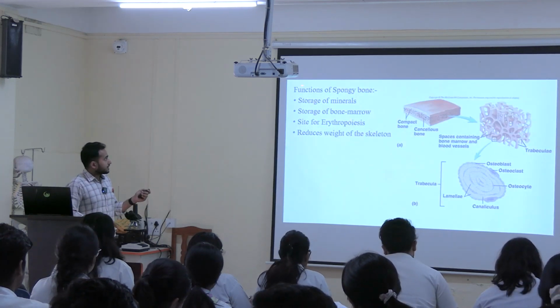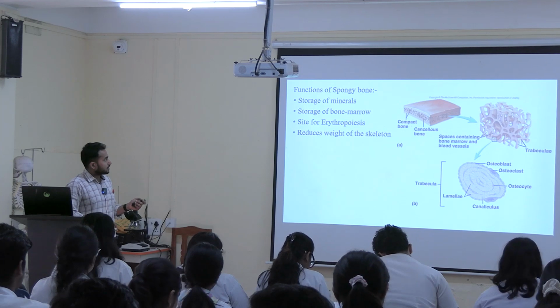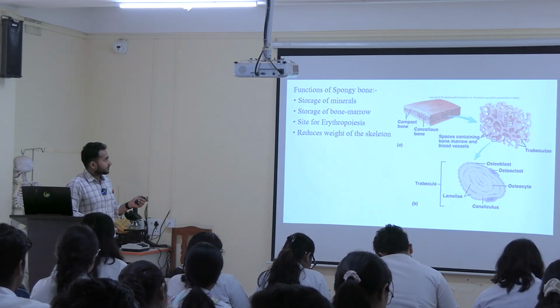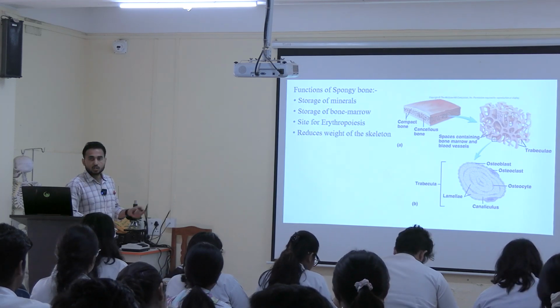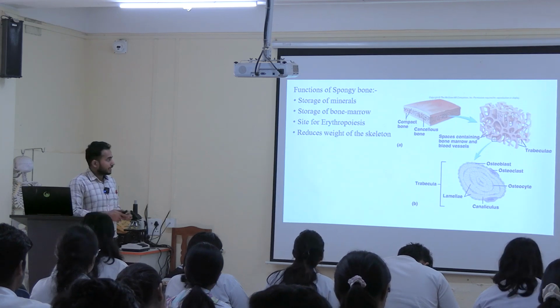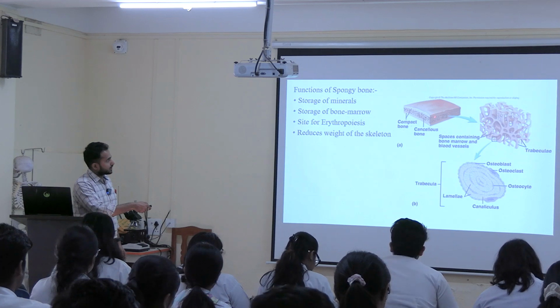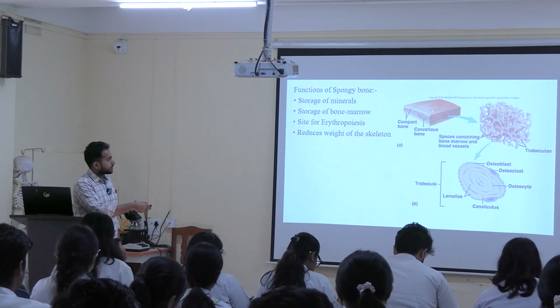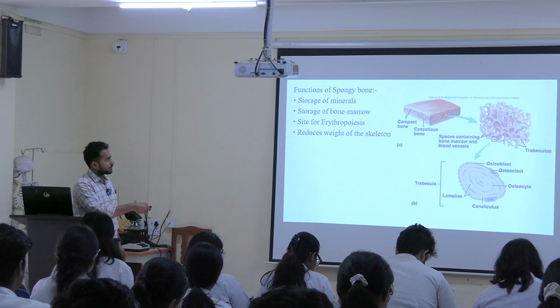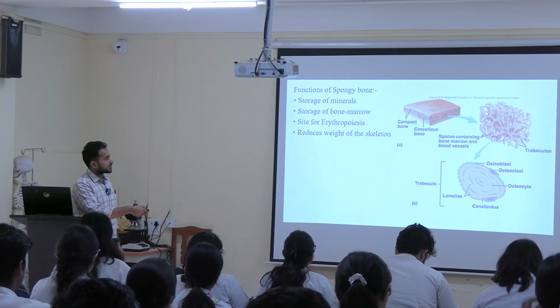Now here you can see the function of spongy bone. It is storing minerals, bone marrow, site for erythropoiesis, and reduces the weight of the skeleton. Now if you see the diagram, this particular part is the compact bone. This is also the compact bone. In between the compact bone, can you see the porous-like appearance? This is the spongy bone.